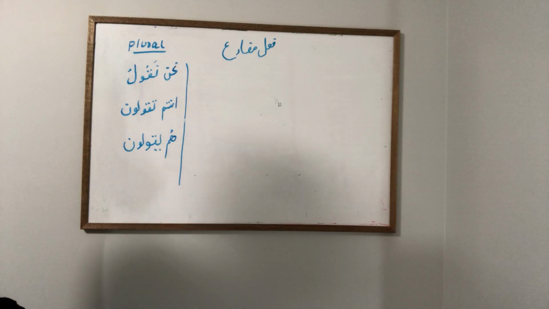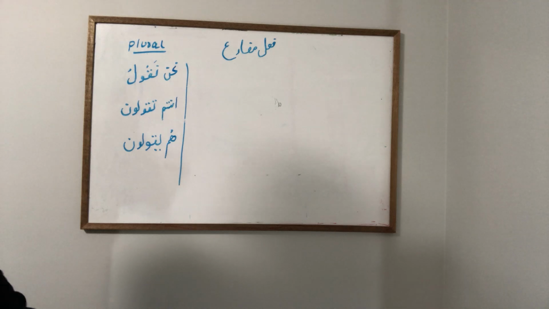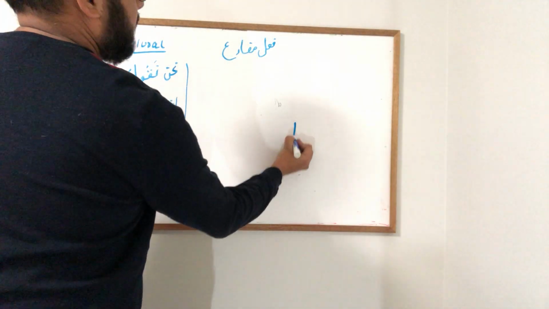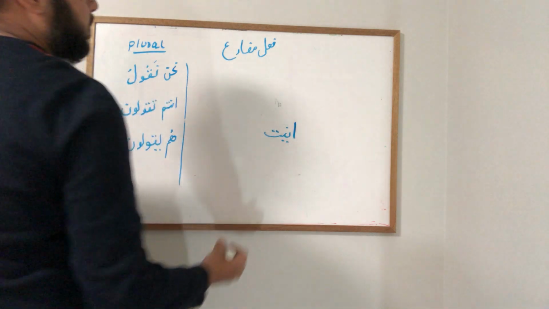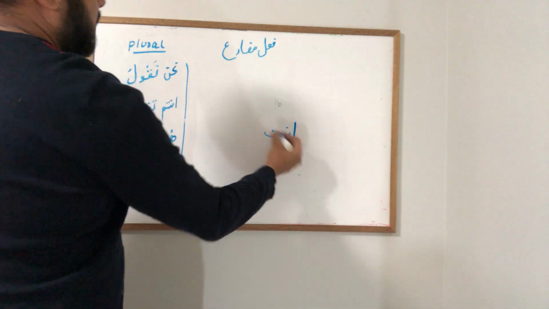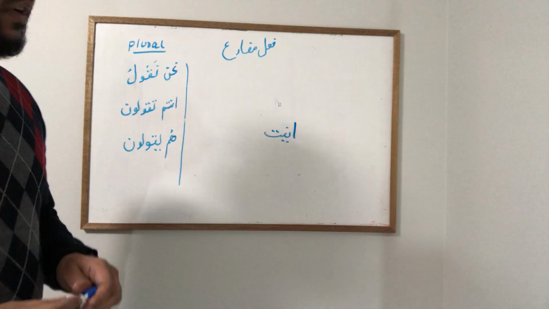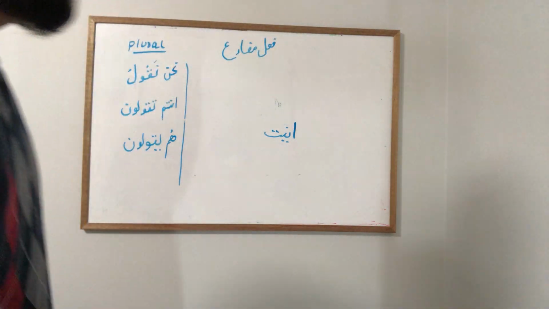In the previous class, we went through a chart of present tense, and we said that the way to identify a present tense is that its first letter will be either alif, noon, ya, or ta. So we had the full chart, but of course it is very difficult to memorize the full chart. So let's continue with a few examples here.